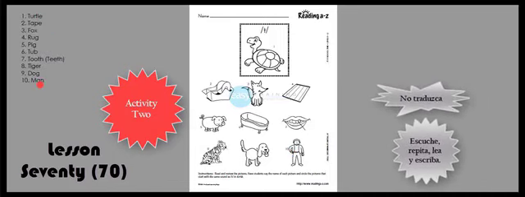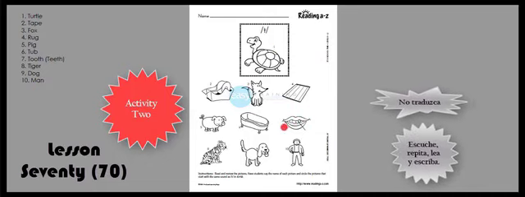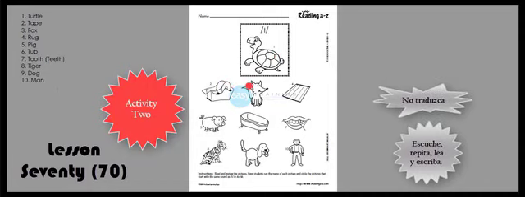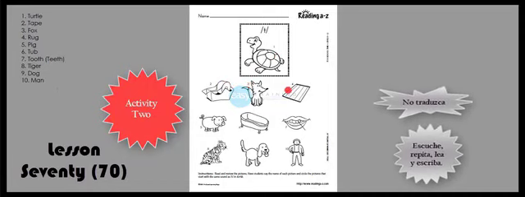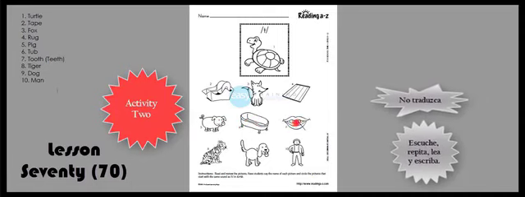Here are the words, and here are the numbers next to each picture. Number 1 is a turtle. Number 2 is tape. Number 3 is a fox. Number 4 is a rug. Number 5 is a pig. Number 6 is a tub. Number 7 is a tooth.